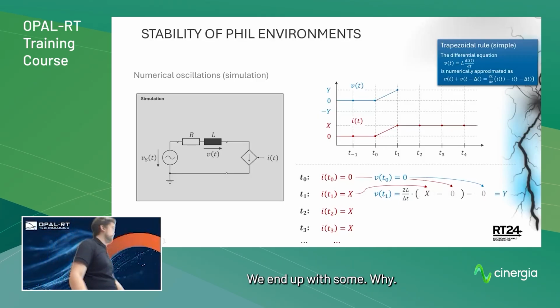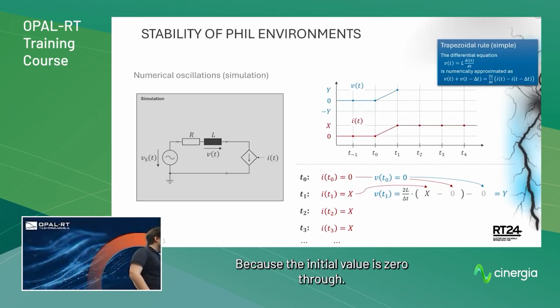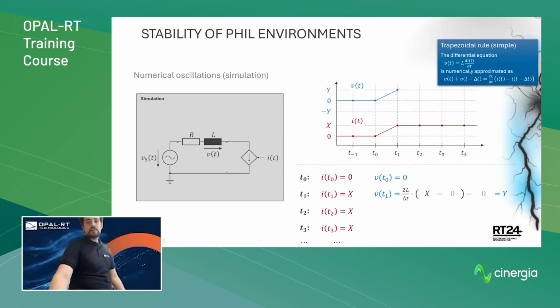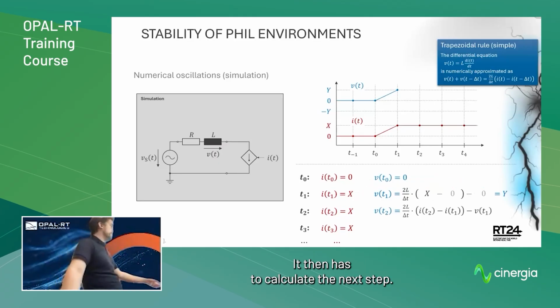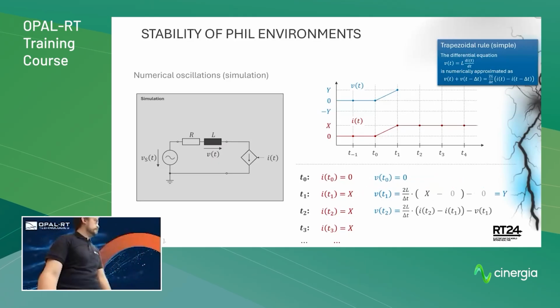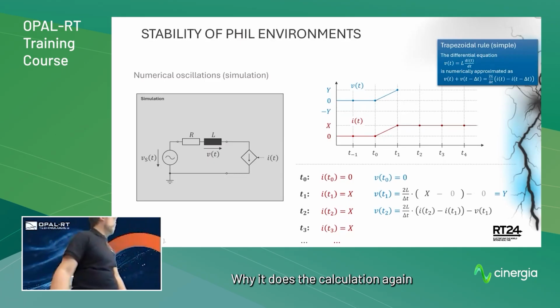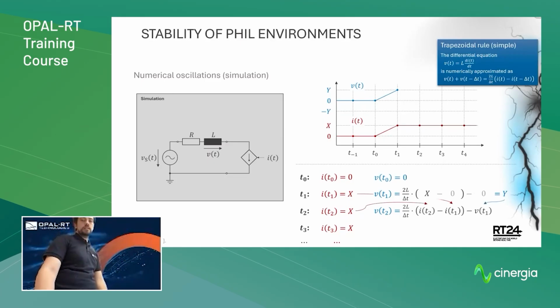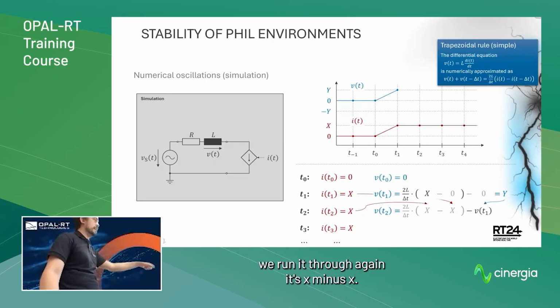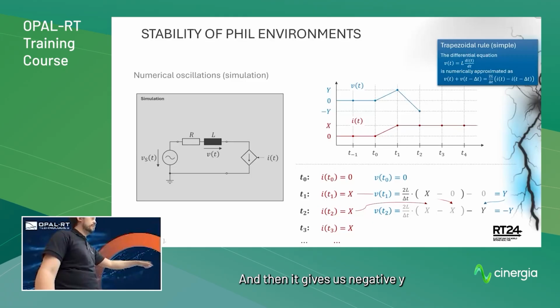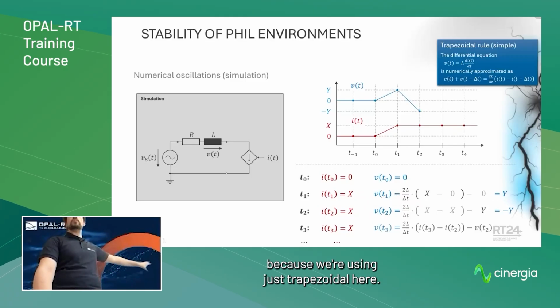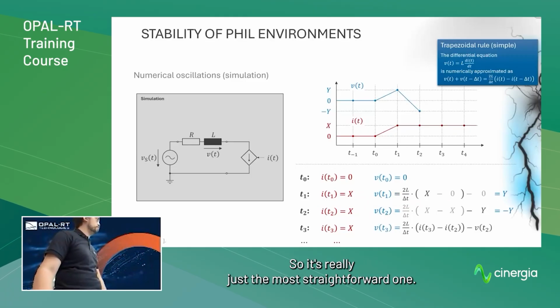So we go through the math, and we end up with some y, because the initial value of 0 goes through. It then has to calculate the next step. So it's gone up to some value y. It does the calculation again. We run it through. Again, it's x minus x. And then it gives us negative y, because we're using just trapezoidal here. So it's really just the most straightforward one.